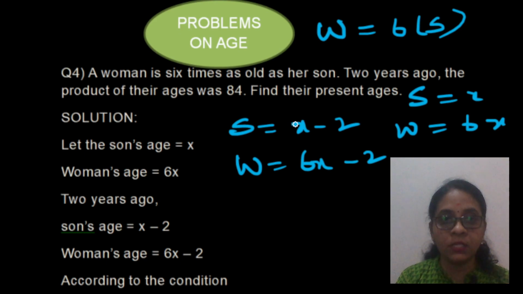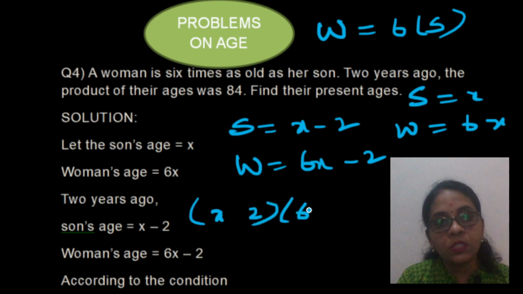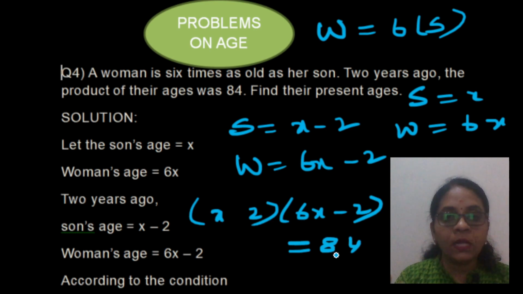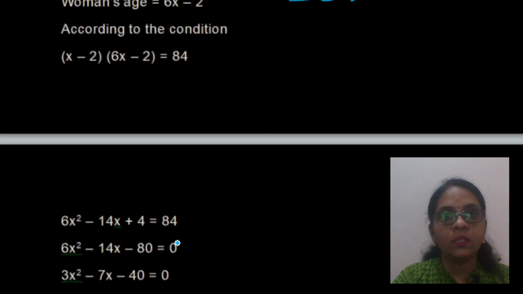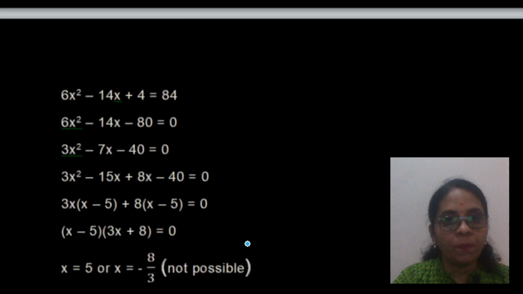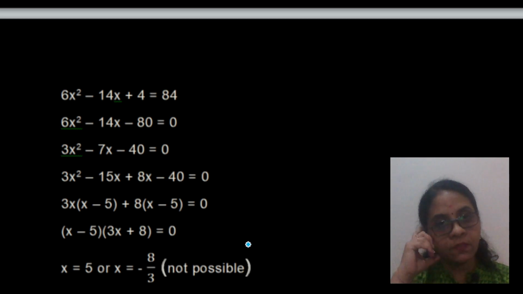Now apply the condition. The product of their ages was 84. So what are the ages now? Is it x and 6x, or x minus 2 and 6x minus 2? It is x minus 2 into 6x minus 2, and this is equal to 84. So you get a simple quadratic equation and you have to solve it to get the solution. When we open the bracket, you have 6x square minus 14x plus 4 is equal to 84.